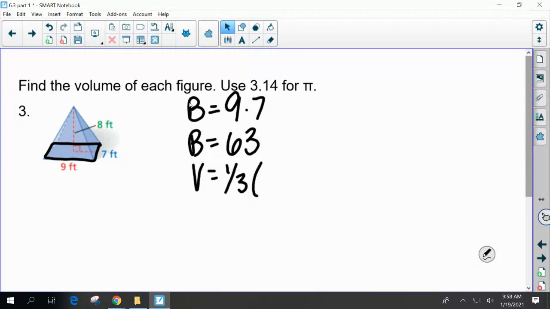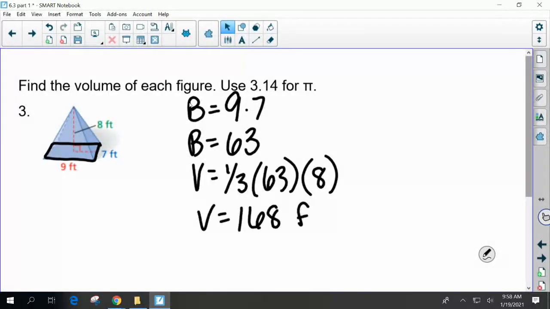So then for my volume, I would take 1/3 times 63 times the height. And what's the height? 8. 8, the number I haven't used yet. So 1/3 times 63 times 8. 168. So 168 feet cubed.